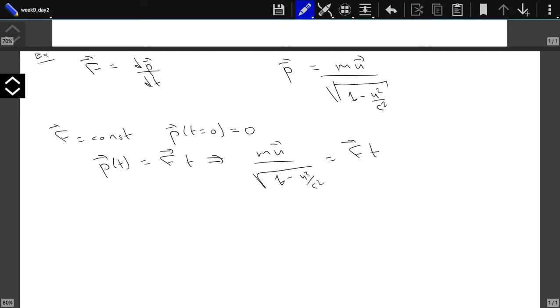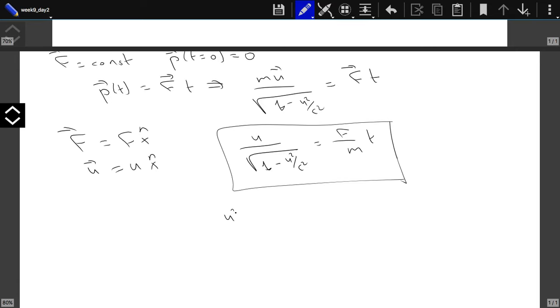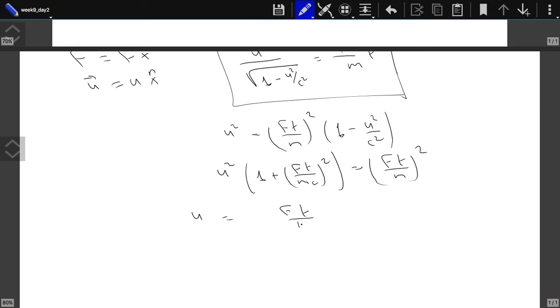We can just pick the direction of the force to be our x direction. Then the velocity at all times will also be in the x direction. So this equation tells me that mu, or u divided by the square root of 1 minus u squared over c squared, is just F over m times t. Well, this is just an equation for u. Let's solve it. u squared would be (Ft/m) squared times (1 minus u squared over c squared). If I move the u squared terms to the same side, u squared times (1 plus (Ft/mc) squared) is equal to (Ft/m) squared, or u is just (Ft/m) divided by the square root of 1 plus (Ft/mc) squared.